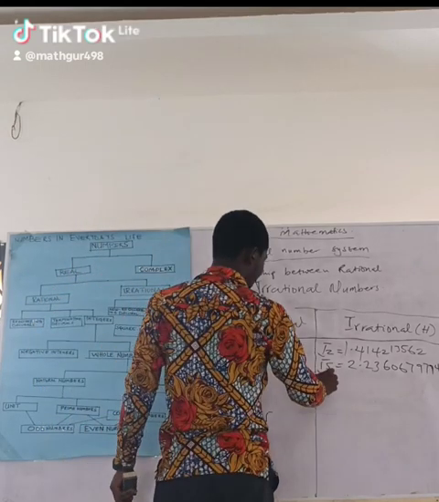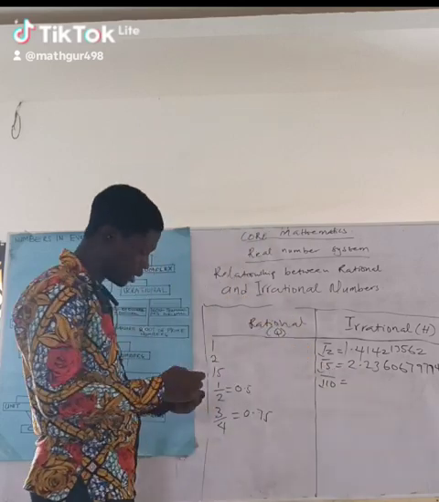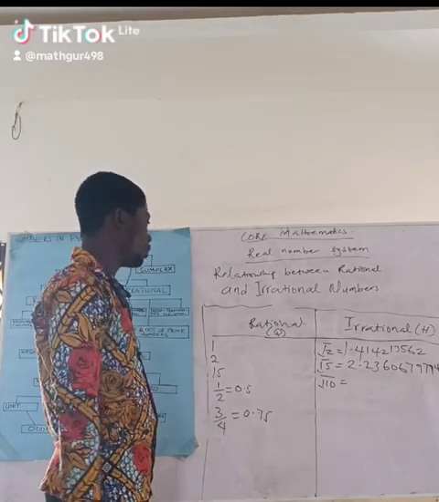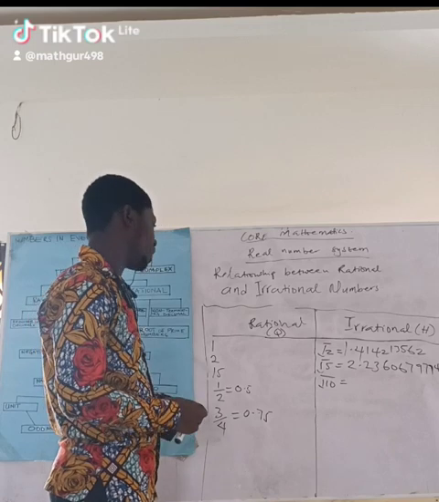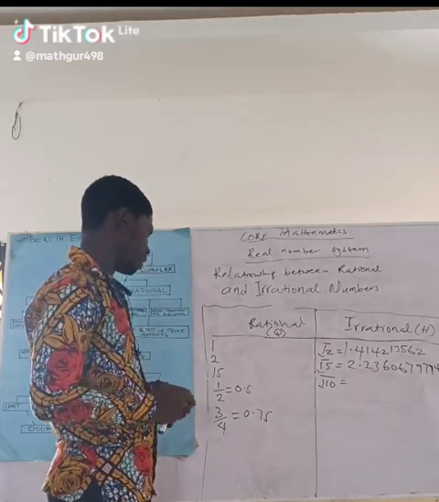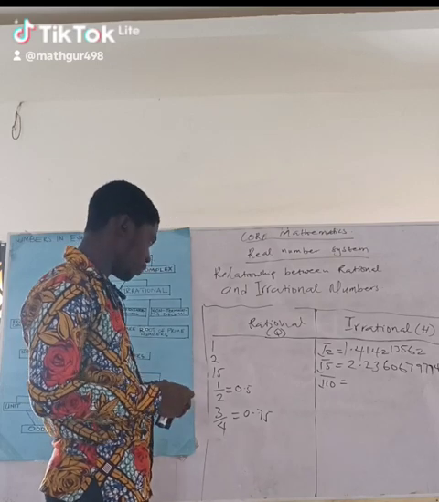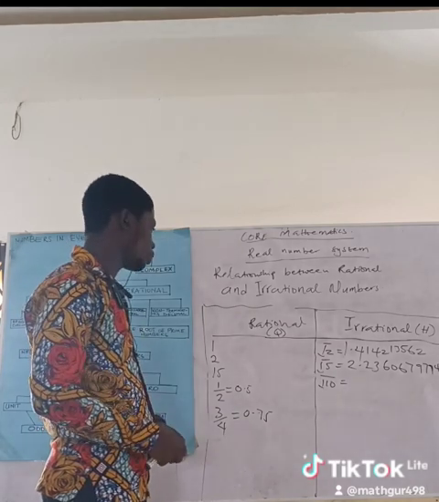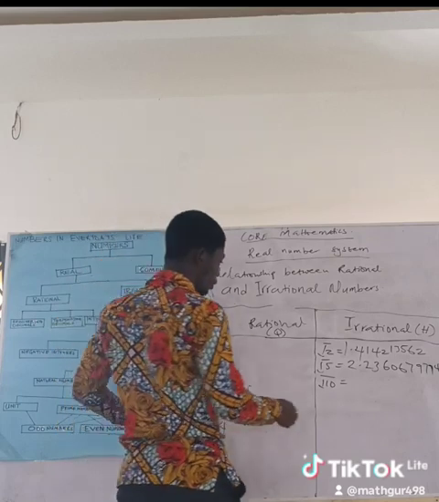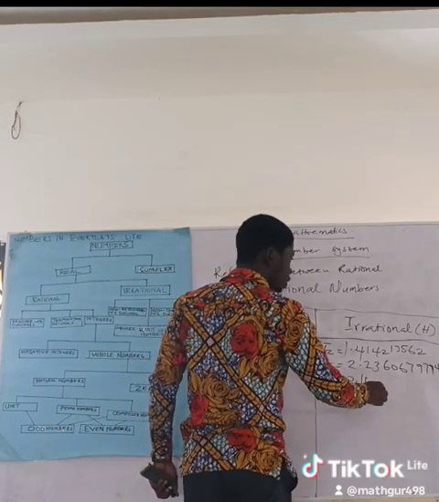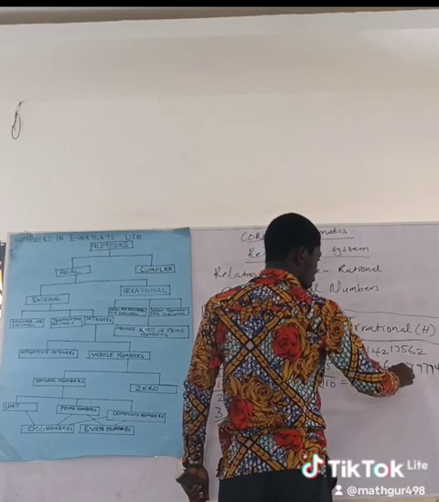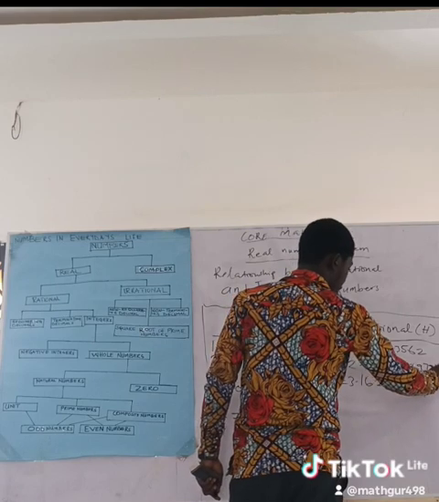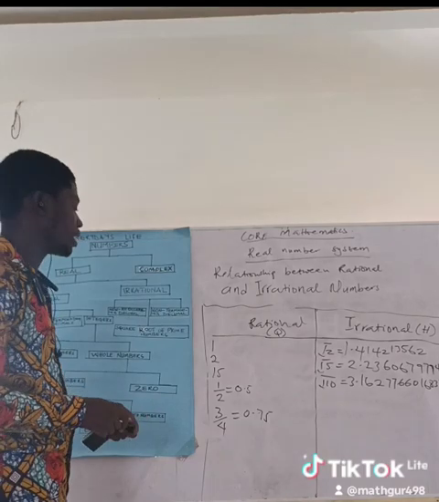Then square root of 10. 10 is a rational number, but square root of 10 is an irrational number. Why? Because the product of two different irrational numbers will give you an irrational number. So square root of 2 times square root of 5 will give you square root of 10, which in decimal form is 3.1627766016837.